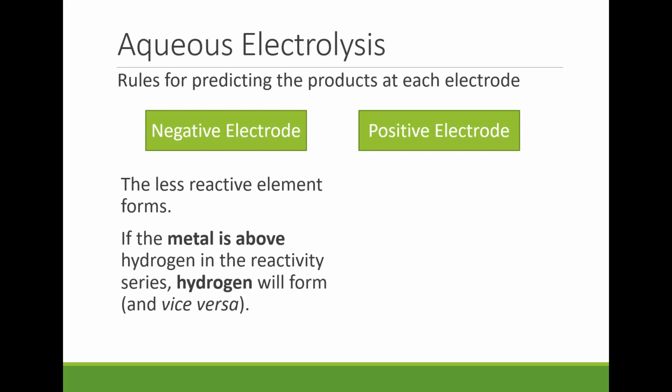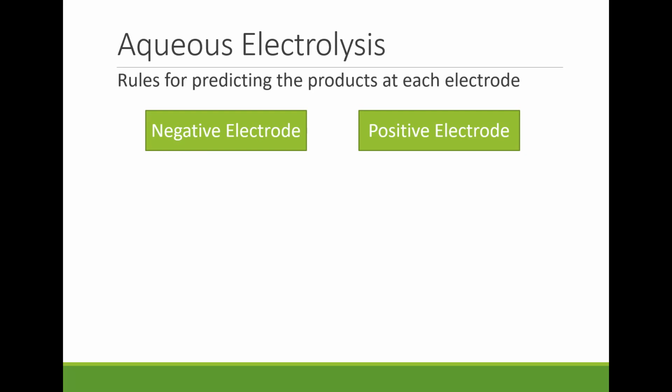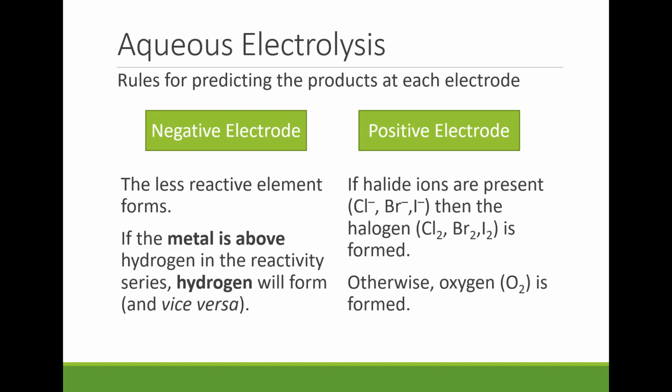Actually, the positive electrode is a little bit easier. What we need for this one is to test whether there's any halide ions present. If there are halide ions present, then it's the halogen that forms. So if it's a chloride, bromide, or iodide, then we make chlorine, bromine, or iodine. So that's nice and straightforward. Otherwise, it's oxygen, and the oxygen is coming from the water.